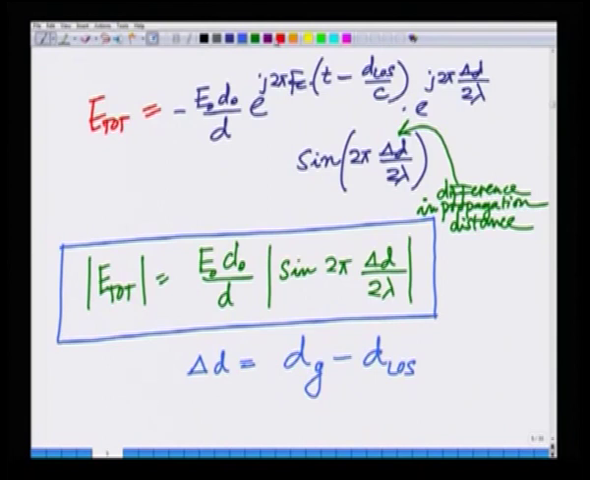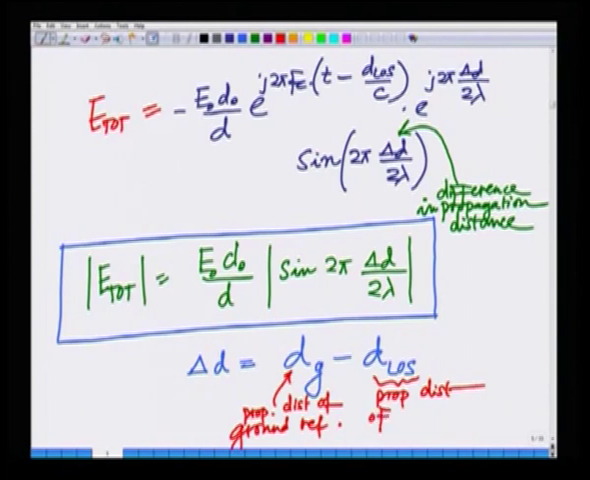This dg is the path length, or the distance of propagation of the ground reflected component, the propagation distance of ground reflection, and this dLOS is the propagation distance of the line of sight component.